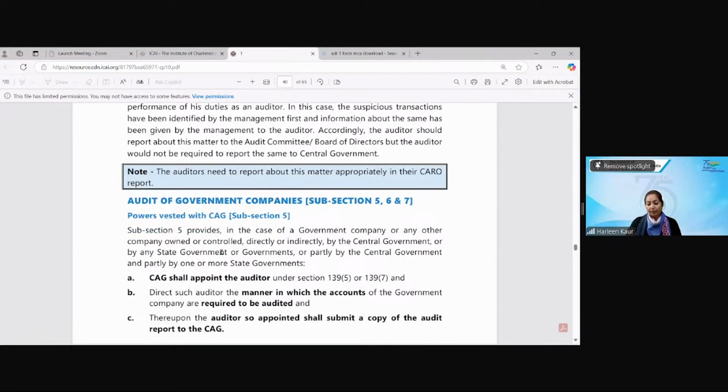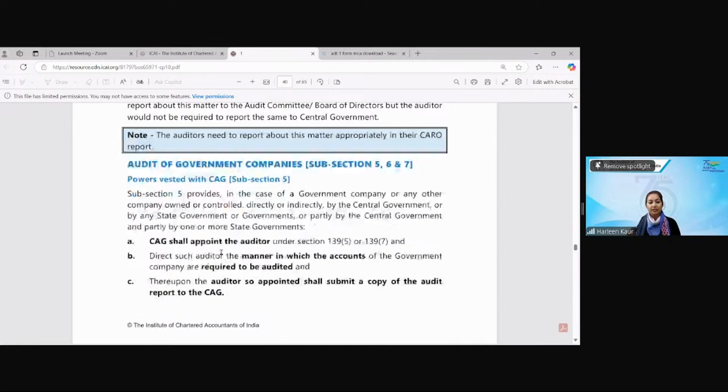Now, the audit of government companies. How is the audit of government companies done? C&AG, the Comptroller and Auditor General of India, will appoint the auditor for the government companies as per section 139(5) and (7), which I've just briefly explained. So for the appointment of auditor, section 139, the same appointment of the government auditors we have also discussed. So C&AG will appoint the auditor.